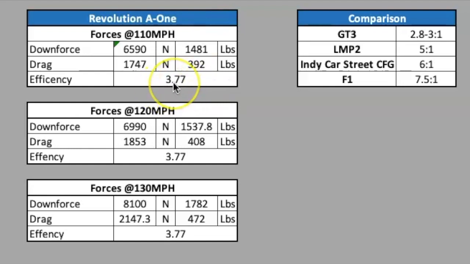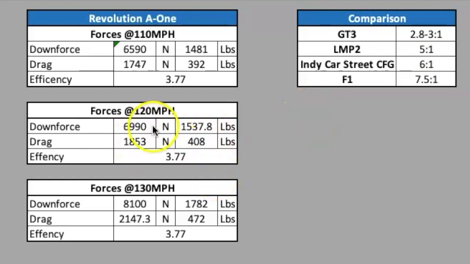This gives us a good comparison to some other cars. A GT3 would be looking between 2.8 to 3 to 1 depending on the body shape of the car. LMP2s around 5 to 1. IndyCar in their street circuit configurations generally around 6 to 1. And Formula 1 7.5 and up. So the A1 sits somewhere between a GT3 and an LMP2 car in terms of its aerodynamic efficiency.